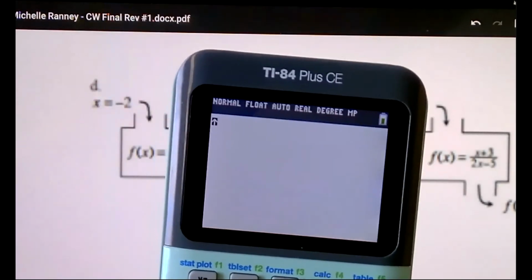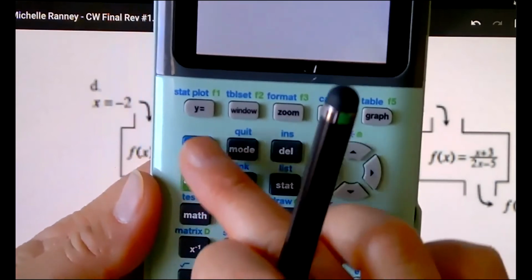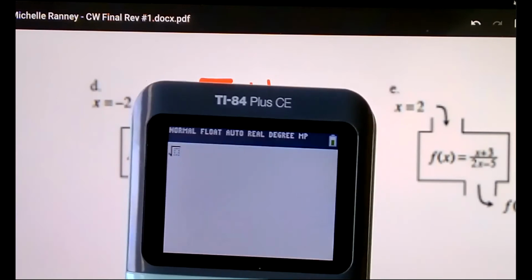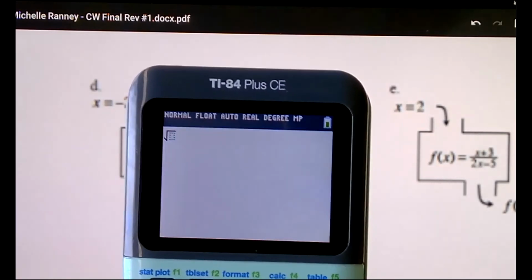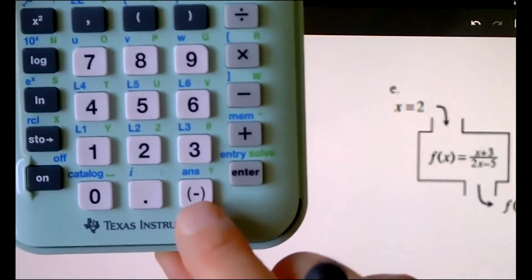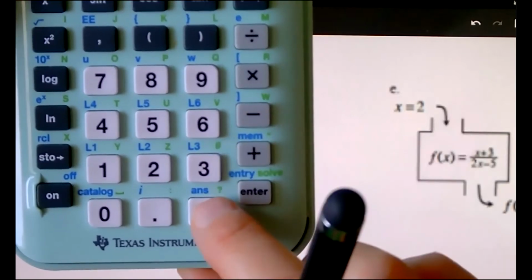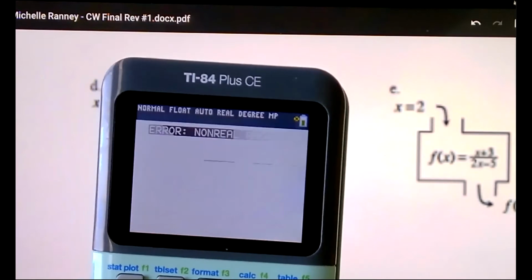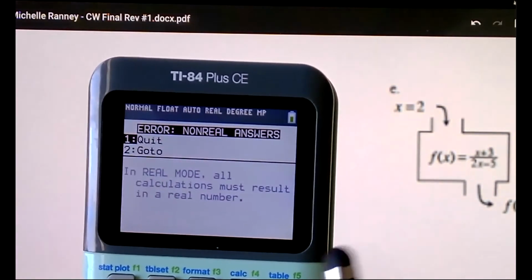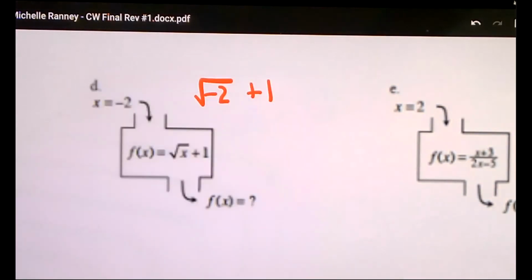To get that, I do second. Okay, I did the second, and then I'm going to do the square root. And I'm going to take the square root of, and you got to type in negative, not minus. Negative is down here at the bottom. That's different than your minus, okay? -2. And then when I put it in my calculator, it gives me error. It says non-real answers because we cannot take the square root of a negative.